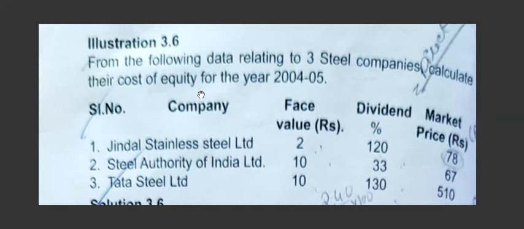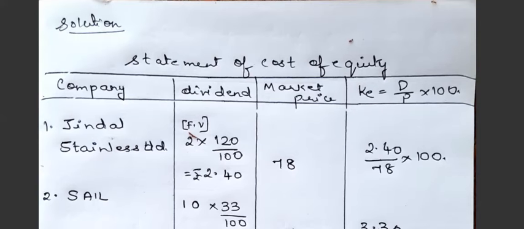Now the formula to calculate cost of equity is D divided by P into 100. D refers to face value into percentage, which is already given: 2 into 120%, 10 into 33%, 10 into 130%. P refers to market price. The market price is already given in the problem, so there is no need to calculate anything. So straight away you can go to the solution. We'll go to the solution.